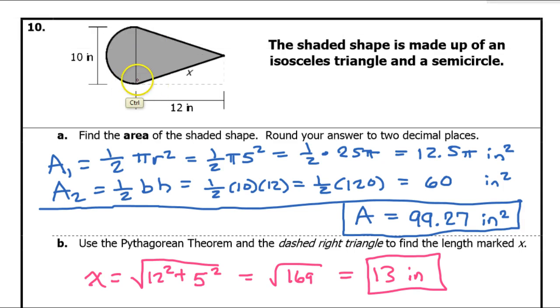I cannot draw a straight line today. Okay, so this line, that's 13. I just found that that's 13. And this is an isosceles triangle, so it has 2 congruent sides. So that means this side is also 13.